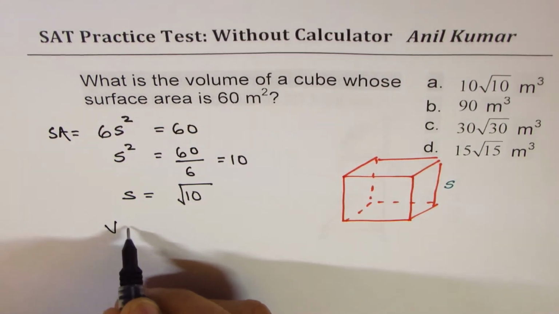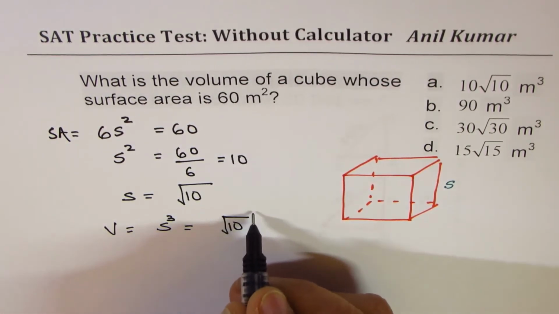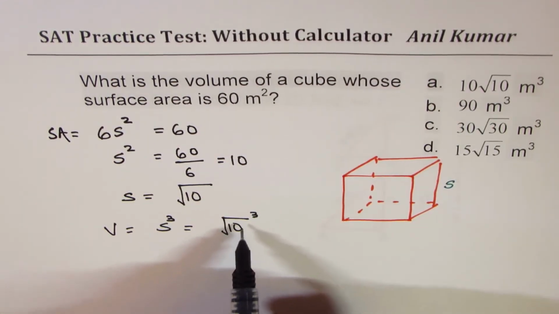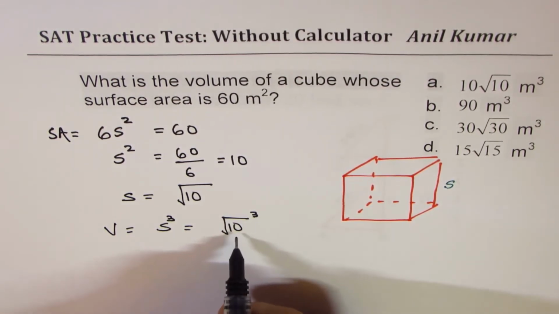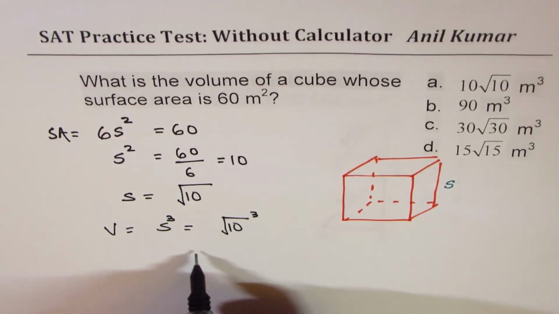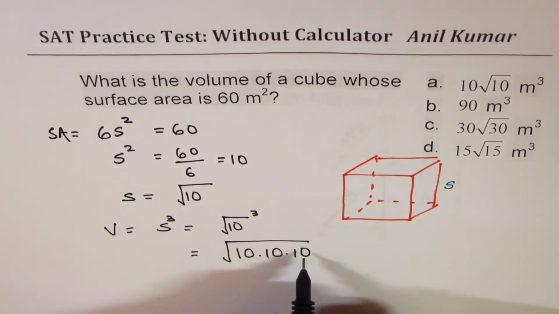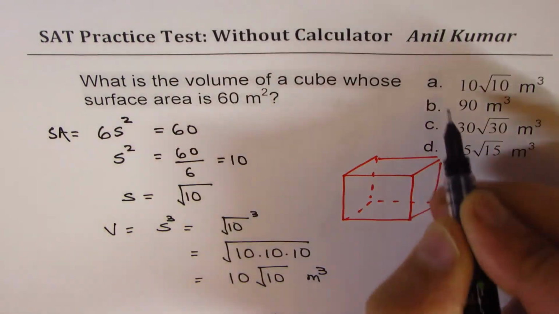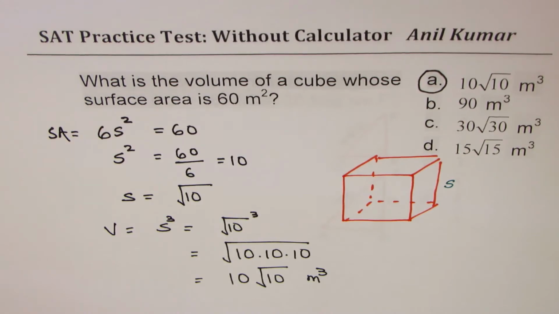How about the volume? Now volume is S cube. So we have square root of 10 cube, right? How can you write that? That is what you need to think about. Square root of 10 cube really means that you have within the square root 10 times 10 times 10. Does it make sense to you? So 2 of them could be taken out as 10 and then you get 10 square root 10. And of course the units will be meter cube. So option A is the right option, correct? That is how you could solve it.